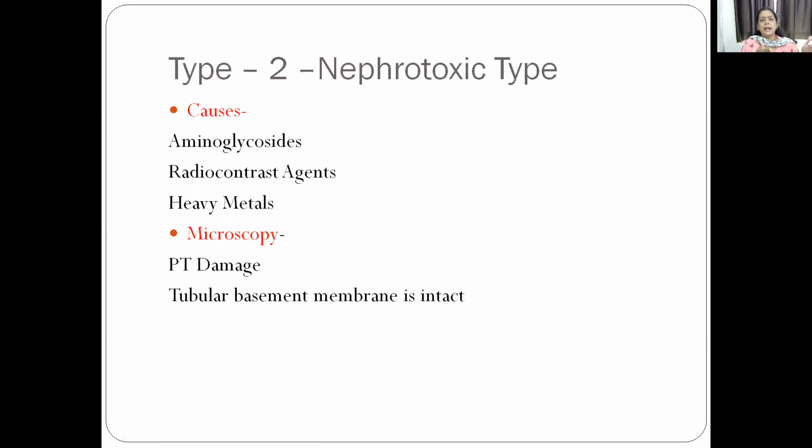In the ischemic type, the basement membrane gets destroyed, so it can interfere with the regeneration of the tubular cells. But in the nephrotoxic type, it is usually a direct injury by a drug or any metal, right? In the ischemic type, it is usually a pre-renal cause or hypoperfusion. Here in the nephrotoxic type, the tubular basement membrane is intact, so the tubular cells can still regenerate.